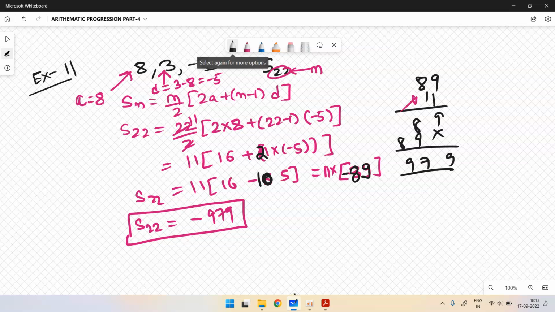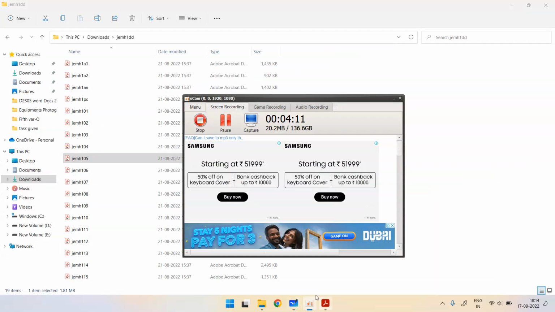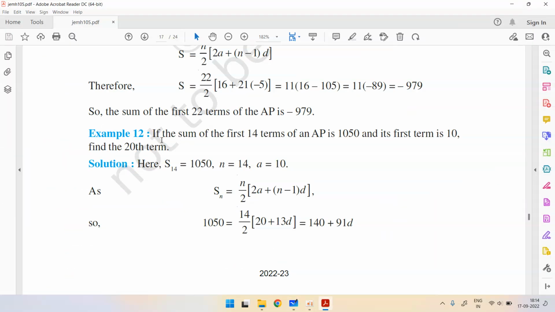So next is example number 12. You can see from here that minus 979 is the answer of the previous example.